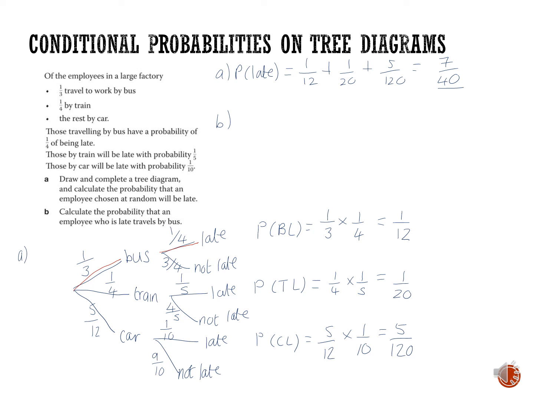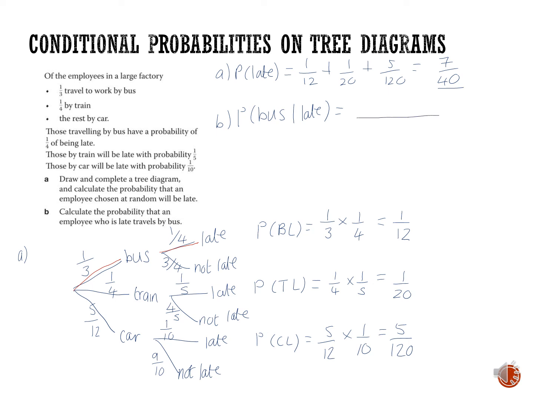Now we're going to get onto the conditional probability. So let's read part B carefully. Okay, calculate the probability that an employee who is late travels by bus. Now they haven't used the word given that, but can you see that they're saying we're only looking at the employees that are late? Okay, so that as conditional probability is the probability that they come on a bus given that they are late. Okay, happy with that?